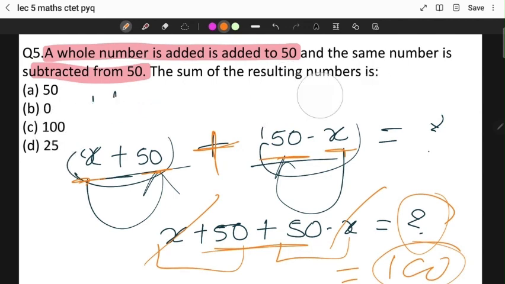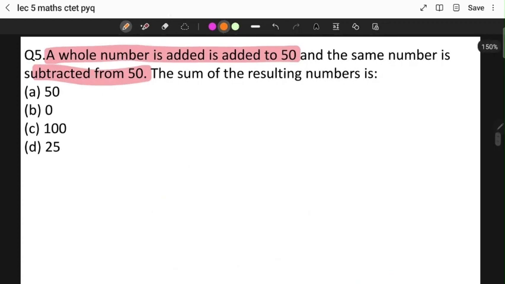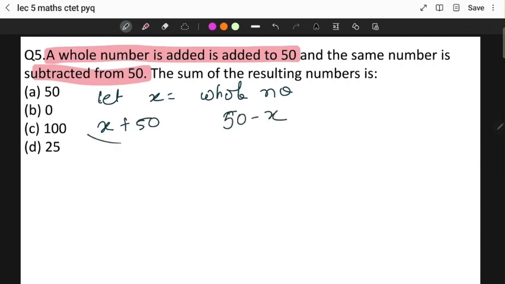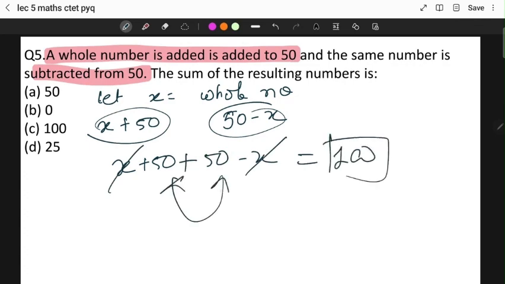Once again, I'll write it a little more properly. Look at the question carefully. Here, let x be the whole number. We are doing actually x plus 50 and, sorry, 50 minus x. Now we have to take the addition of both of these, that is x plus 50 plus 50 minus x; plus x and minus x got cancelled. 50 plus 50 will give me 100. 100 is the answer of your given question. So option number C is the correct answer for the given question, which is 100. Got it? Moving on to the next question now.